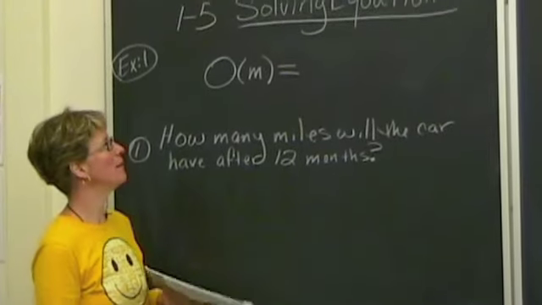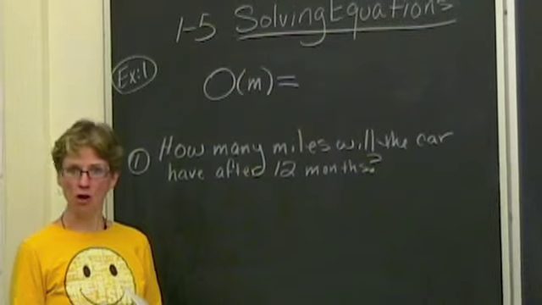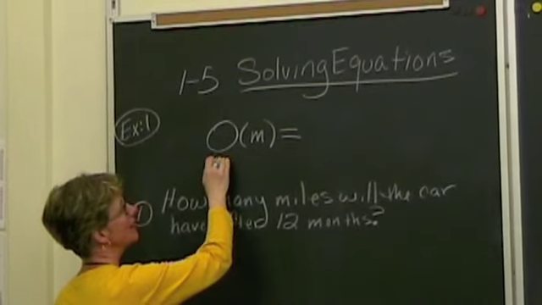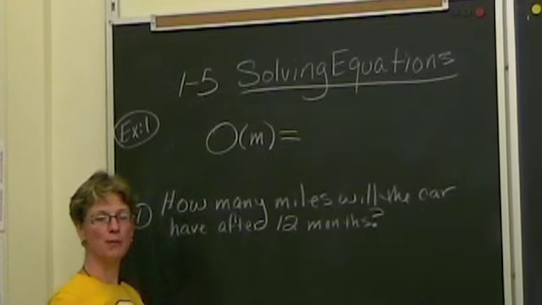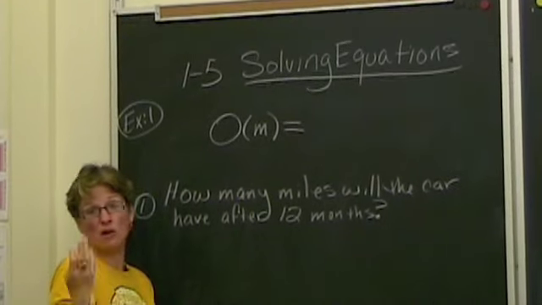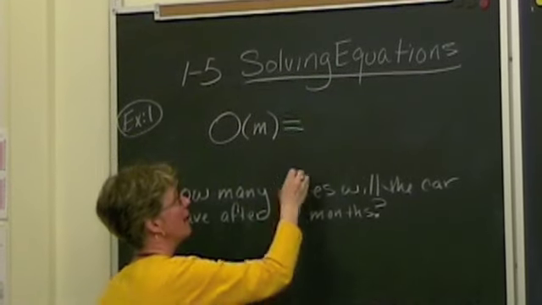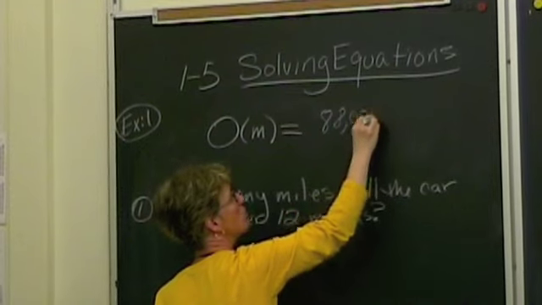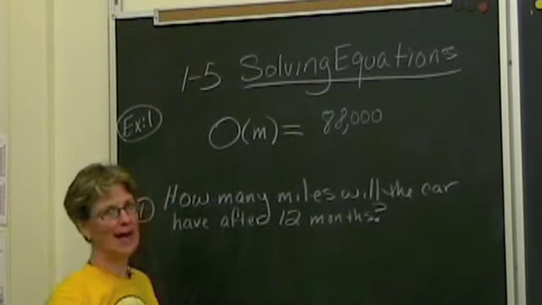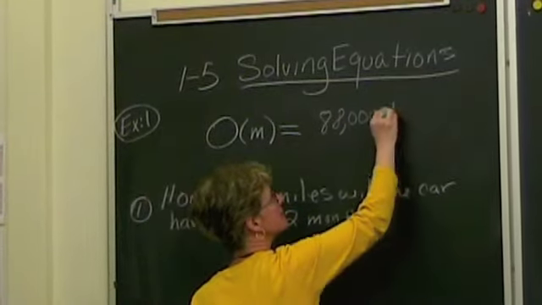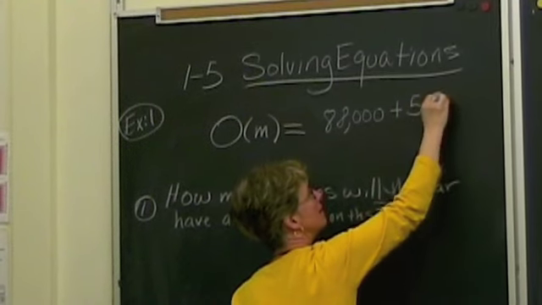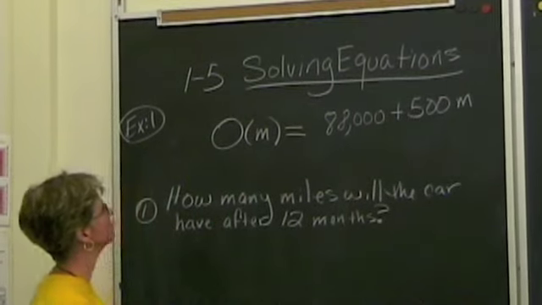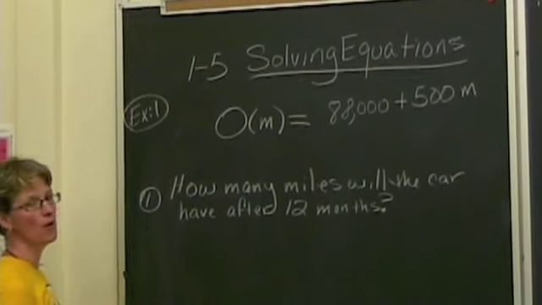We can describe the total miles on the odometer using a function. Okay? The odometer reading is going to be a function of the number of months he's owned the car and used it. Now, that odometer reading is going to be equal to 88,000 because that's what it was when he bought the car. He had that much on it, plus 500 miles times the number of months he has owned the car. So there we have O of M.